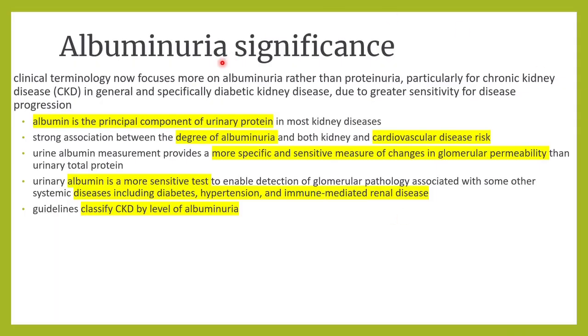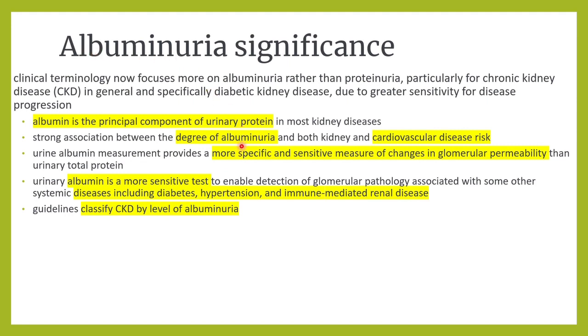So why albuminuria becomes important? Because albumin is the principal component of urinary protein, which makes up to 30% of urinary proteins. The degree of albuminuria and cardiovascular disease का जो risk है, there is a correlation between these two, which we will see in the coming slides. अगर albuminuria होता रहता है, the degree of albuminuria and the cardiovascular risk are closely associated.